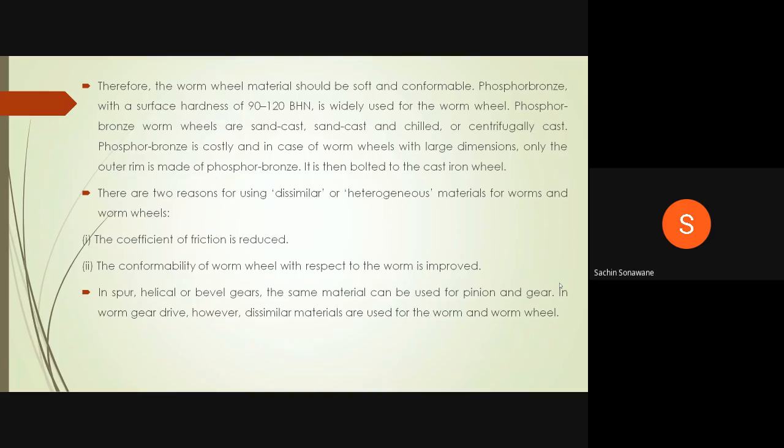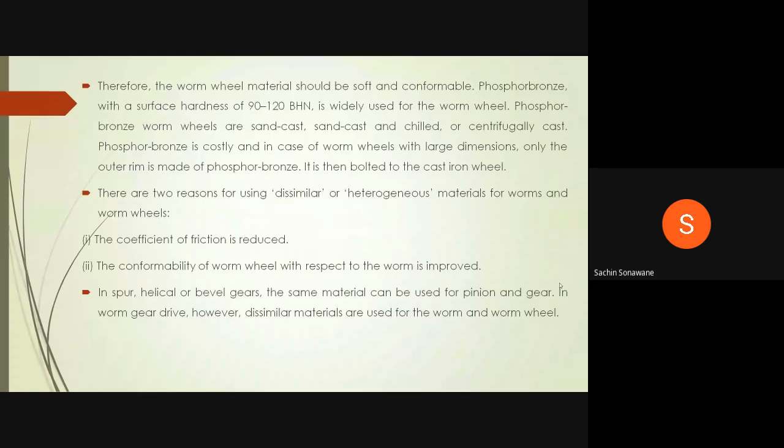Therefore, the worm wheel material should be soft and conformable. Phosphor bronze with a surface hardness of 90 to 120 BHN is widely used for the worm wheel. Phosphor bronze worm wheels are sand cast and chilled or centrifugally cast. Phosphor bronze is costly and in case of worm wheels with large dimensions, only the outer rim is made of phosphor bronze. It is then bolted to the cast iron wheel. There are two reasons for using dissimilar or heterogeneous materials for worms and worm wheels. The coefficient of friction is reduced. The conformability of worm wheel with respect to the worm is improved.